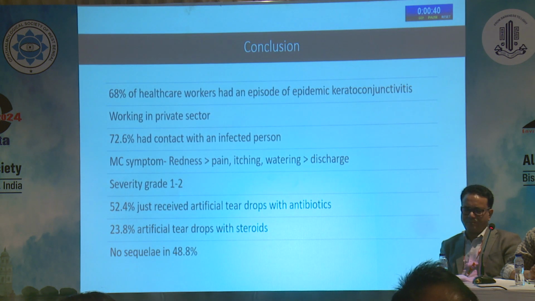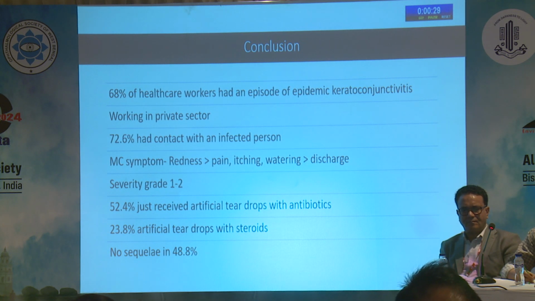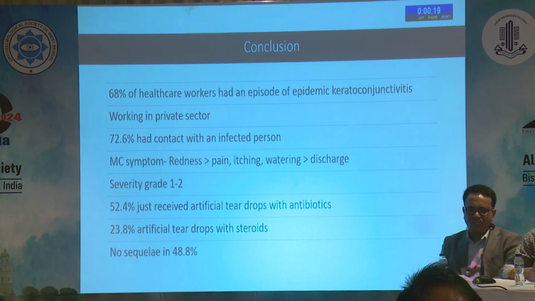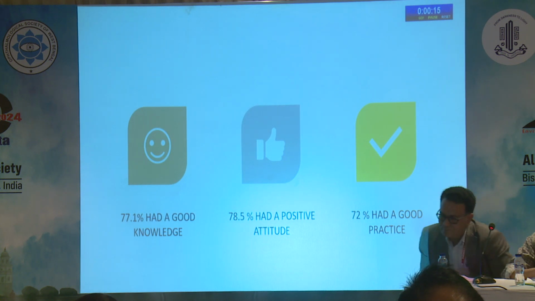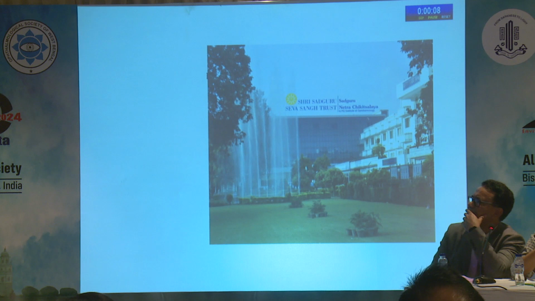In conclusion, 68% of the respondents were healthcare workers working in the private sector, and 72% had contact with an infected person in the OPD. The most common symptom was redness, followed by pain, itching, watering, and then discharge. The severity grading was 1 to 2, and 54% had artificial teardrops with antibiotics as treatment. So we concluded that in the overall KAP analysis of the pan-India survey, 72% had good knowledge about the disease, 78% had a positive attitude, and 72% had good practice.